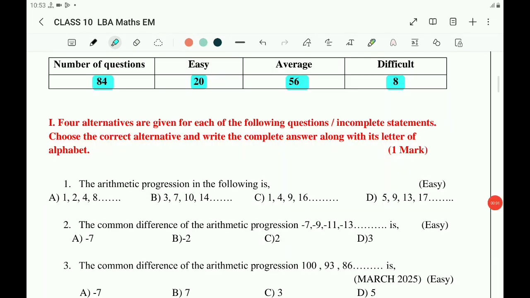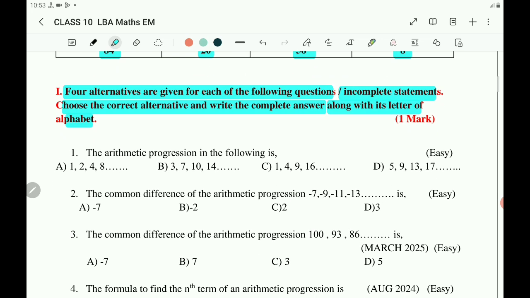Now let us take the multiple choice questions. 4 alternatives are given for each of the following questions or incomplete statements. Choose the correct alternative and write the complete answer along with its letter of alphabet. First question. The arithmetic progression in the following is.